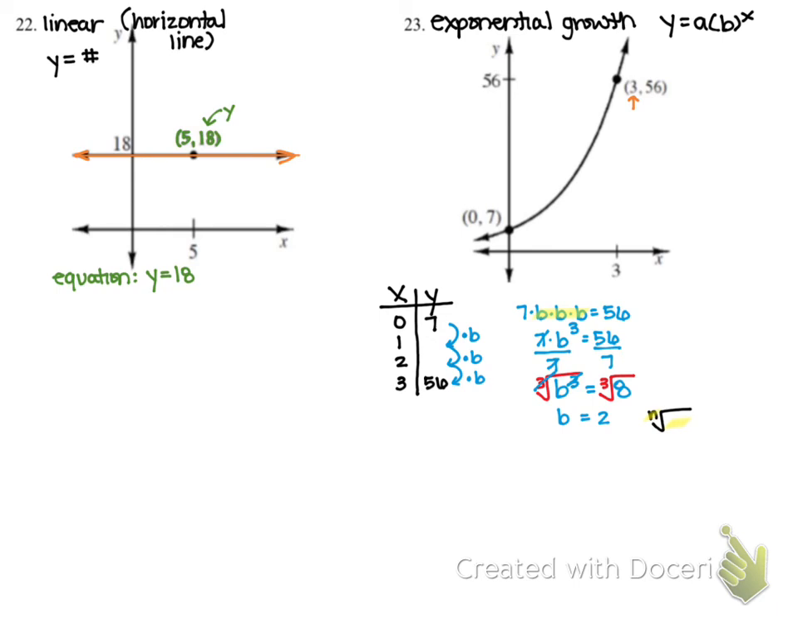Okay, looking back, do we know the 0th term? Yes, we do. This is nice. It's right there. Now, if we didn't know it, remember, once we have stuff set up in our table, we can always divide to go backwards or multiply to go forwards, however many times we need to. All right, let's write our equation. So we get y equals a was 7 times the b that we found, 2, to the power of x.